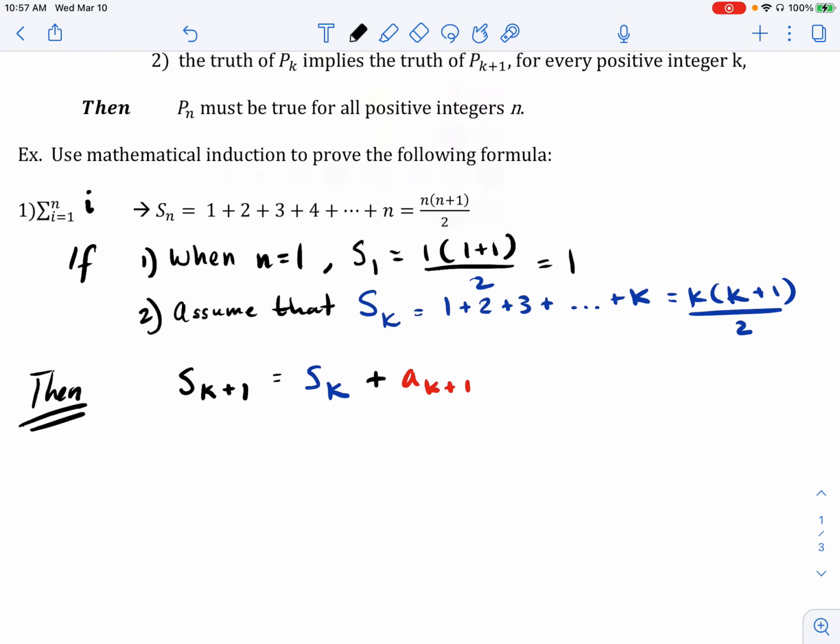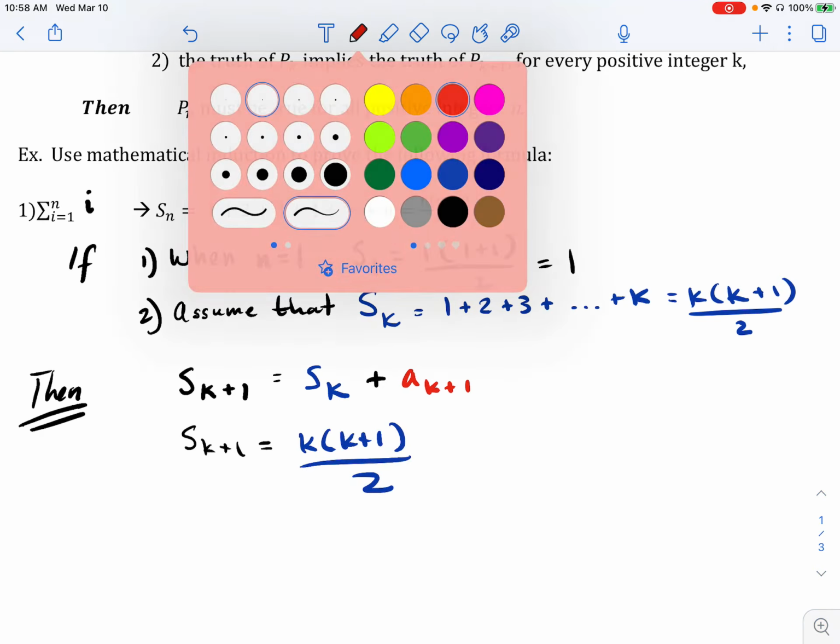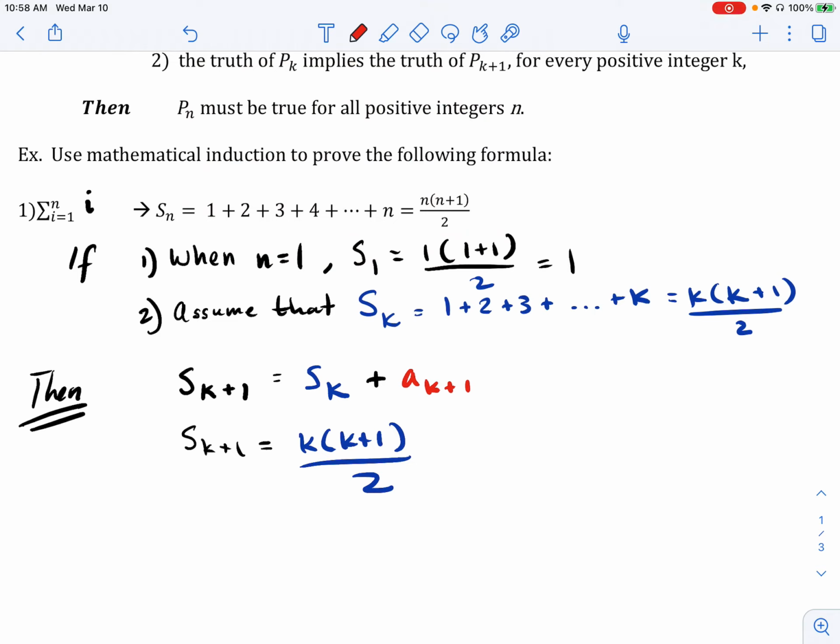So we would then say S sub k plus 1 is equal to, and let's just substitute in what we said S sub k was. It's k times k plus 1 over 2. And what was the next term in our series? Well, it's k plus 1. Okay, so if k just represents the current term, k plus 1 is the next term.